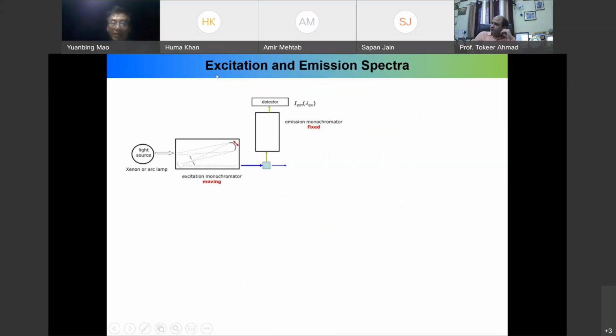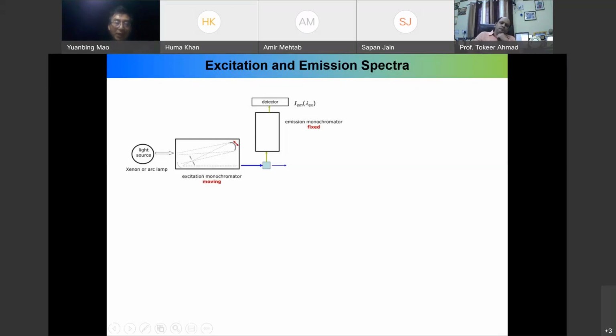To get the excitation spectrum, the emission monochromator is fixed. So we take the emission at a specific emission wavelength, and this is the detector, and then we get the emission intensity. But the most important thing to get the excitation spectrum is on the excitation side. The excitation monochromator is actually moving, so it is scanned at different wavelengths. That gives us the excitation spectrum.